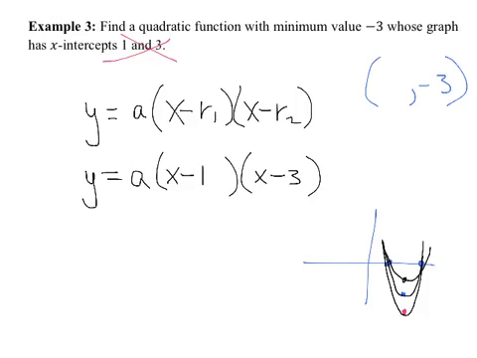Isn't A the steepness? Remember we talked about A, when A is a fraction, it's wider. When A is a number like 3 or 4, it's steeper. So we're trying to figure out A. In reality, we're trying to figure out the location of the vertex here. We know the value is at -3. What do we know about the midline? Isn't -3 the y coordinate? Yeah. So what do we know about the midline?